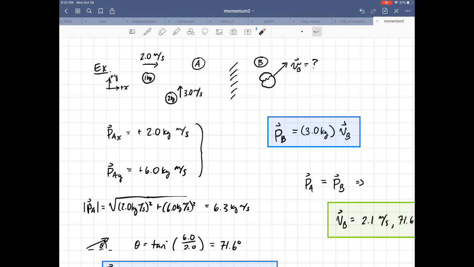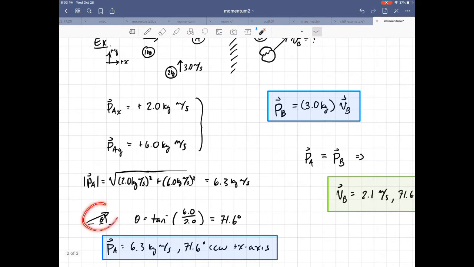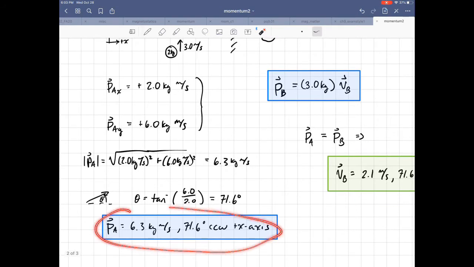I can figure out the total momentum at A just by using the Pythagorean theorem. So I'm going to do the x component squared plus the y component squared and then take the square root. That gives me 6.3 kilogram meter per second. So that's the magnitude of the momentum before the collision. And I can also get the angle just by using my tangent function. And so I get 71.6 degrees, and that's counterclockwise from the plus x-axis. And so this is my initial momentum of my system, 6.3 kilogram meter per second, and that vector is pointing 71.6 degrees counterclockwise from the plus x-axis.